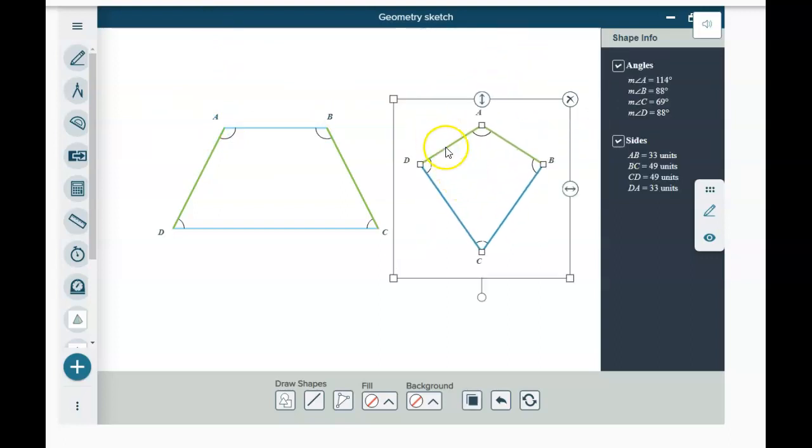You'll notice these 2 sides are not necessarily parallel. These 2 sides are not parallel. The 2 adjacent sides, whenever I talk about adjacent, they're the 2 sides that are right next to each other. These 2 sides and these 2 sides are congruent to each other for a kite. So we have 2 sets of adjacent sides that are congruent.